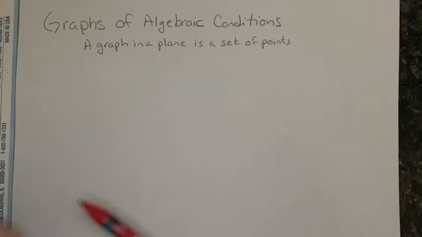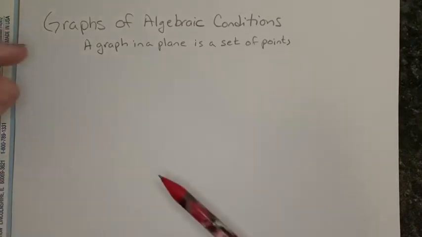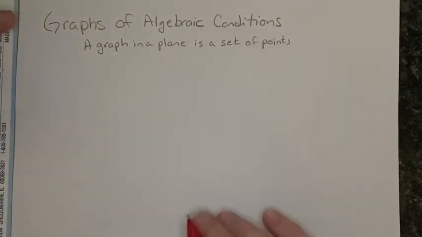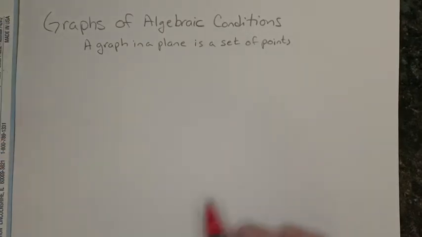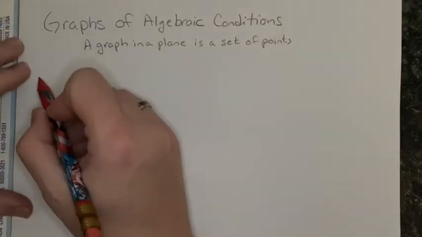The last thing we're going to discuss on this video is graphs of algebraic conditions. This starts on page 18, and a graph in a plane is a set of points, and we often use the term graph for a set of points whose coordinates meet certain algebraic conditions. And this graph is represented by a drawing in the coordinate plane.